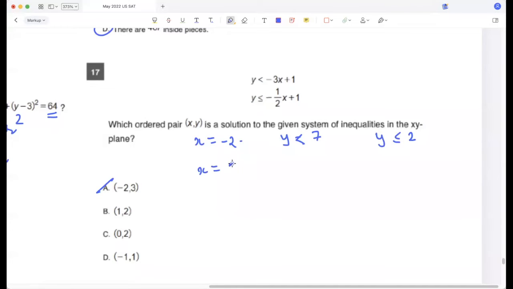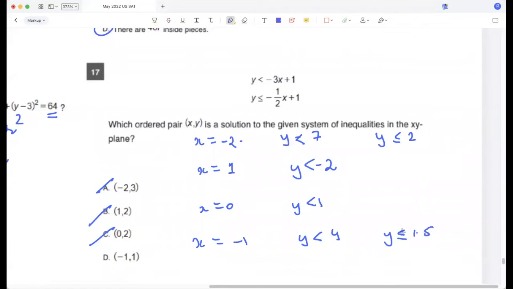Let's start with x equal to 1. For the first one, y should be less than -2, which is not true. X equal to 0, y should be less than 1, which is not true. And x equal to -1, y should be less than 4, which is true. And for the second one, y should be less than 1.5, which is also true. So D.